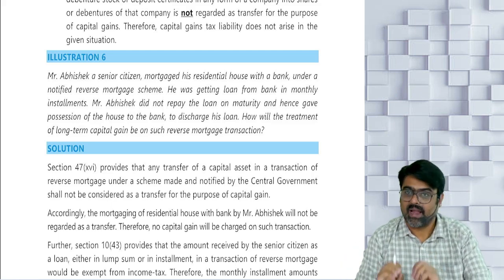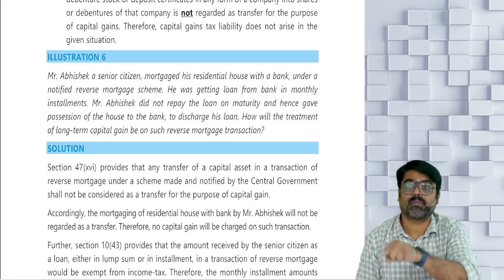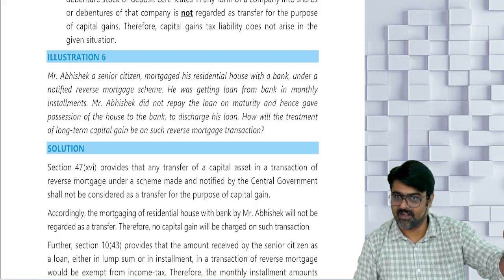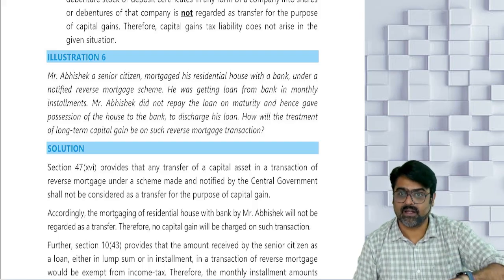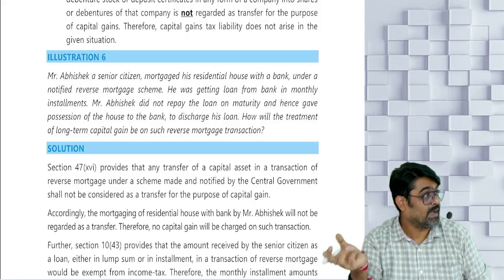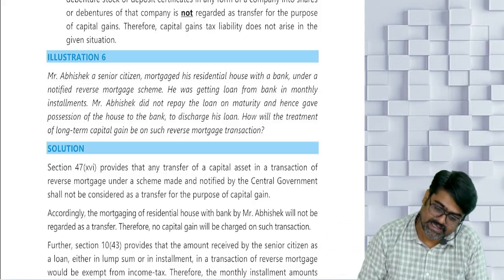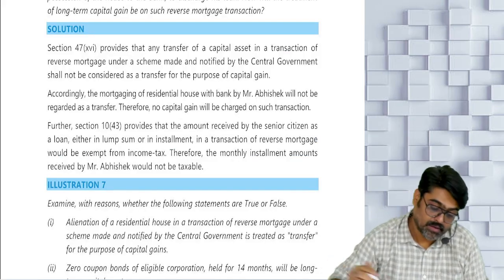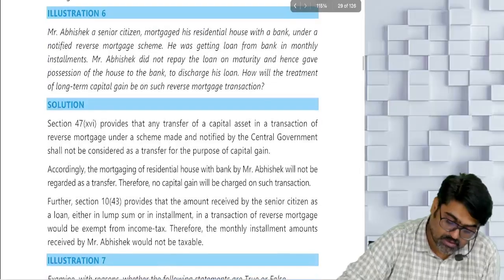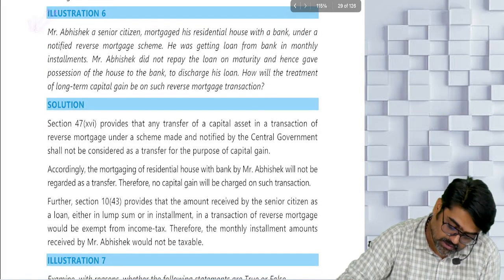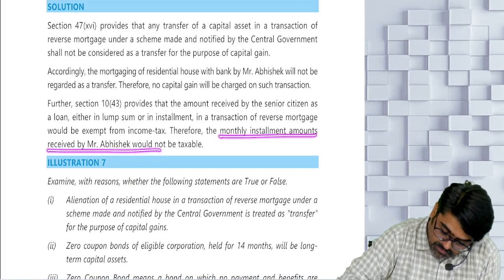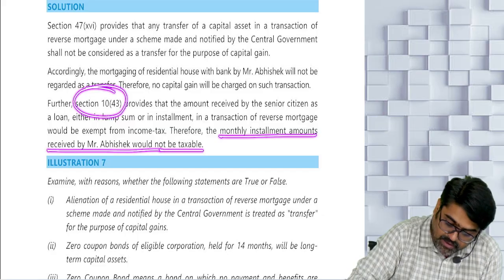So now the bank will take possession of the property and will sell the property in the name of the senior citizen. This transaction is not an exempt transfer in the hands of the senior citizen. The capital gain will arise and will be taxable. Understanding? Guys, will the transaction attract capital gains? The answer is yes. See, the monthly installment amounts received by Abhishek would not be taxable. It will be exempt under 10(43).